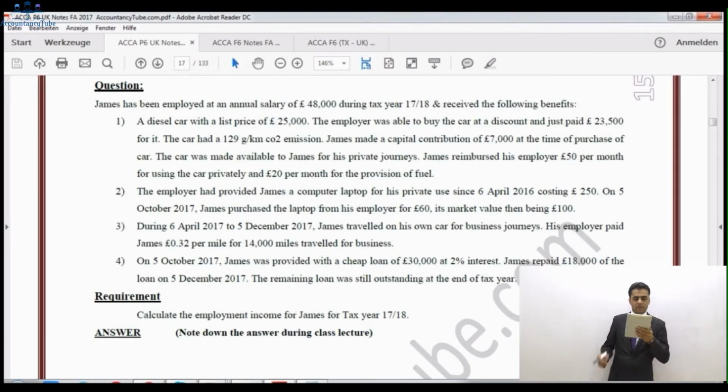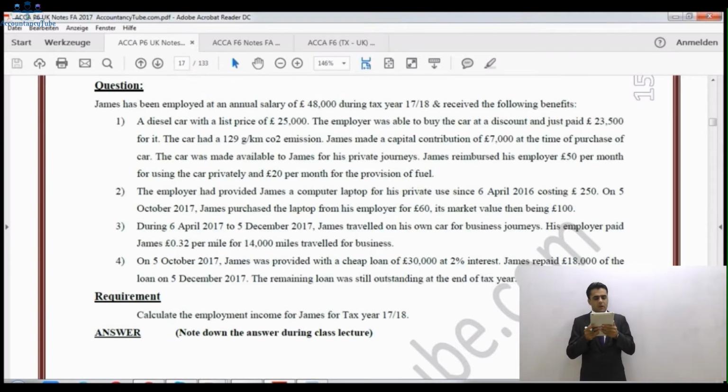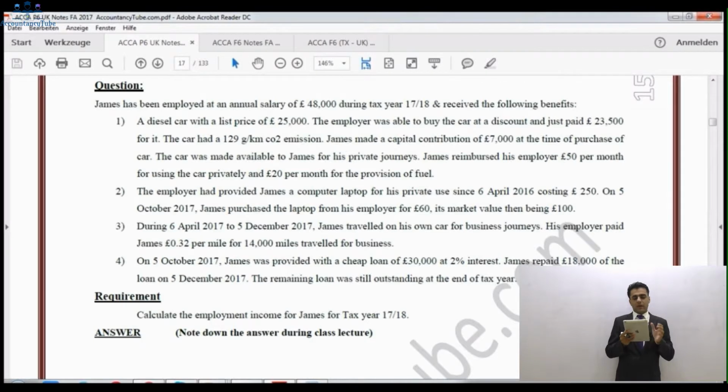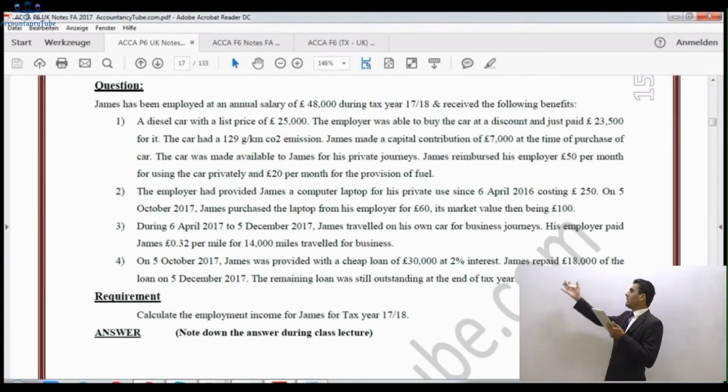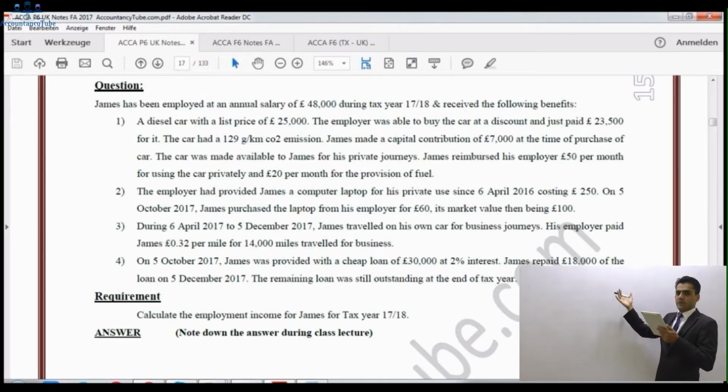I've already shared the screen with you now. I will have to cancel the shared screen when we do this question on the board, but although I have already shared it with you. So calculate the employment income for JAMS for tax year 17-18. So JAMS is the taxpayer. So on top it will be Mr. JAMS employment income, and for the tax year 17-18.